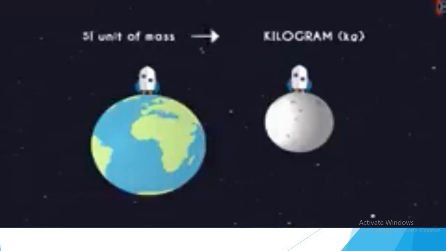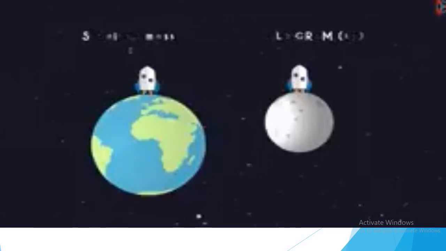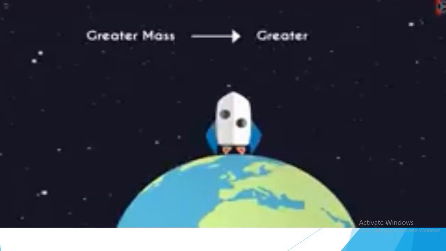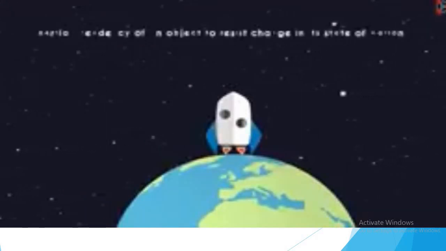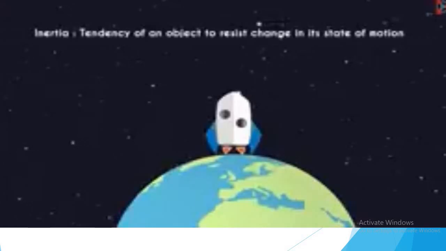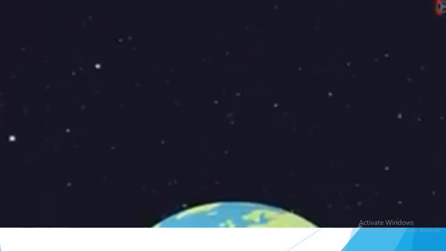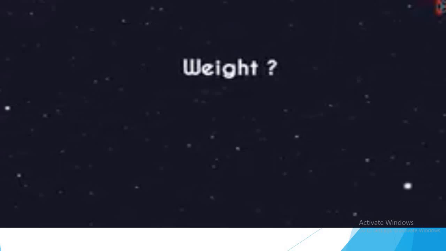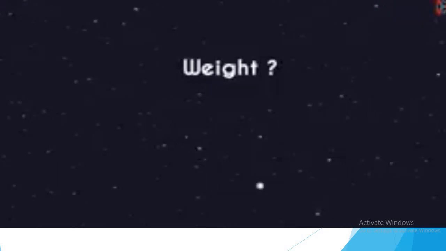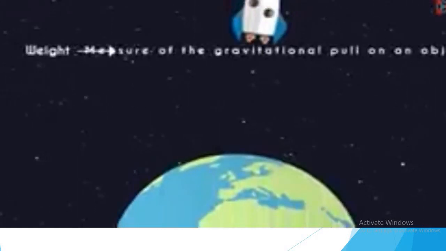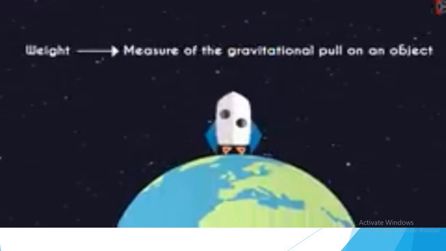The standard metric unit of mass is the kilogram. Another concept we'd learnt about an object's mass was that it is a measure of its inertia. Greater the mass of an object, greater will be its inertia. Inertia is nothing but the tendency of an object to resist change in its state of motion. So now we have an idea about what mass is. But what's weight then? How do we understand the weight of an object? Mass is nothing but the measure of how much matter an object has. Weight is a measure of how strongly gravity pulls on that matter. It's the measurement of the gravitational pull on an object.